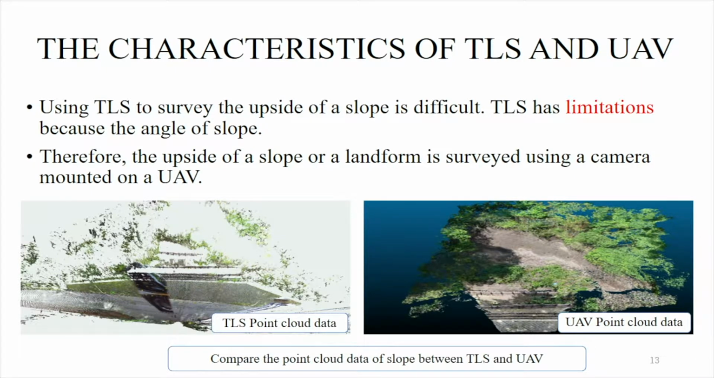As you can see, the left-hand side is TLS point cloud data, and the right-hand side is UAV data. The upper part of the slope cannot be seen clearly in the TLS data. So we use the UAV to take a video, separate it into photos, and use software to construct the UAV data. This is point cloud data, not a picture, so you can see it is better than TLS.